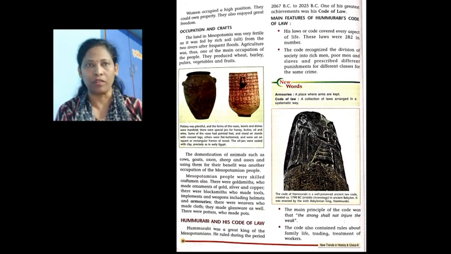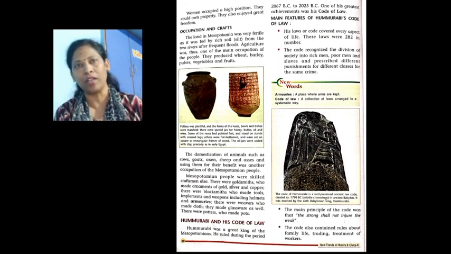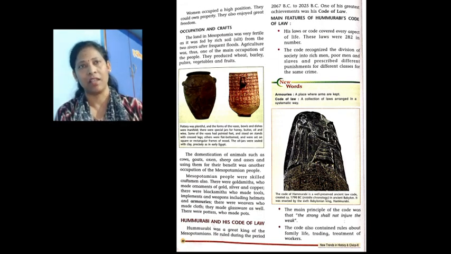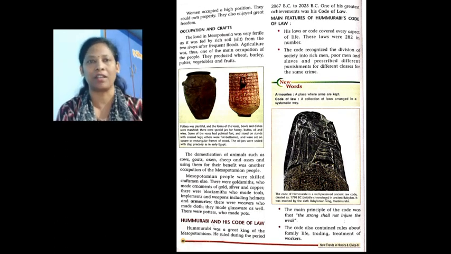Now, what is code of law? What are the features in this code of law? We are going to study. His laws or code covered every aspect of life. These laws were 282 in number. So the code recognized the division of society into rich men, poor men, and slaves, and prescribed different punishments for different classes for the same crime.